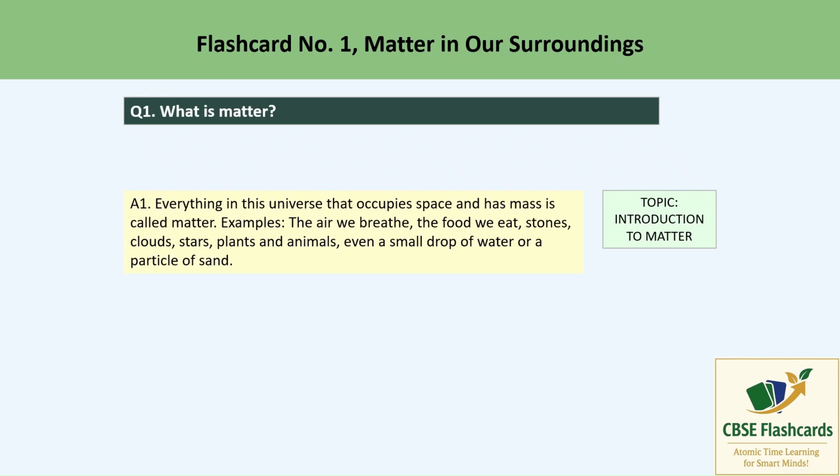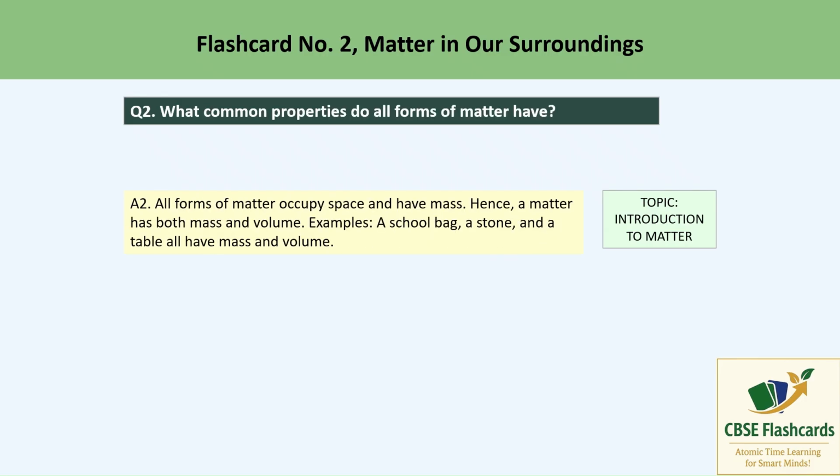Now, what do all matter have in common? What common properties do all forms of matter have? All forms of matter occupy space and have mass. Hence, matter has both mass and volume. Example: a school bag, a stone and a table all have mass and volume.